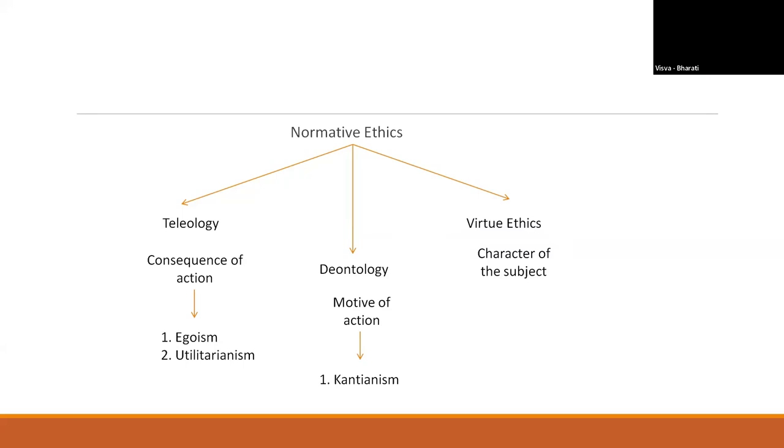Now, some theorists would say that just the consequence is not sufficient. We have to look beyond that. The consequence can be accidental. Suppose your friend asks you for notes of a class that he has missed. You don't want to give the notes at all. But that day, by accident, you leave your copy behind and your friend gets all the notes. So what is the consequence? That he got the notes and you helped him. But can I say that your action is morally correct? Cannot. Why? Because we have not judged your intentions. So these people will say that consequence can be accidental. What we have to see is the intention.